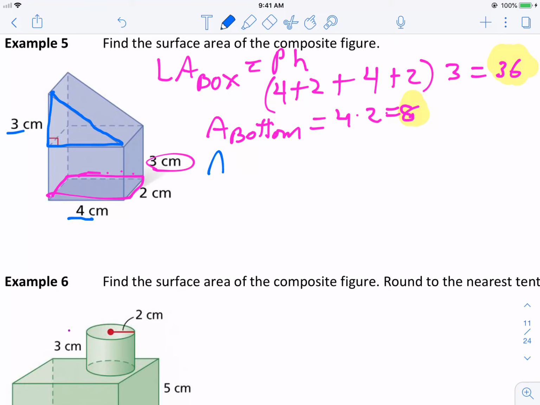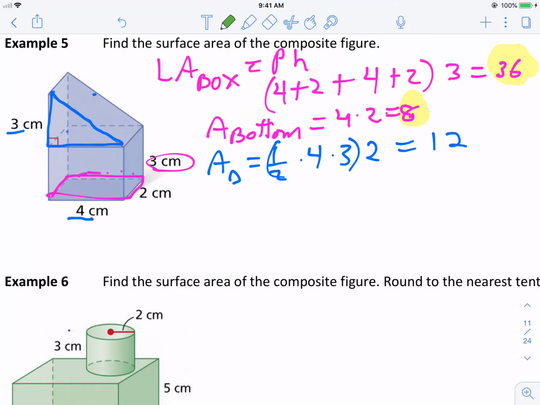So, area of the triangular faces. We know area of a triangle, 1/2. Base length is 4. Height is 3. And we have 2 of these. Okay, the front and the back are going to be congruent to each other. So really the 2 and the 1/2, they multiply together to give us 1. So our answer is just the 4 times 3, or the 12 square centimeters. And we have 2 remaining faces to consider.